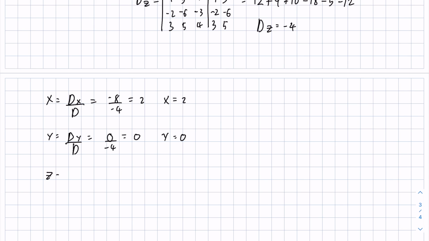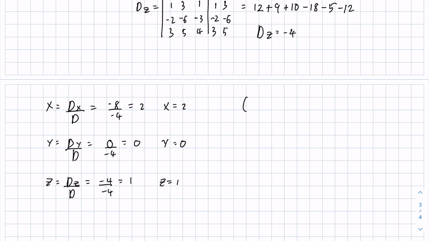And z is equal to Dz over D. Dz is -4 over -4. And then we get 1. Z is equal to 1. Our answers are 2, 0, and 1.